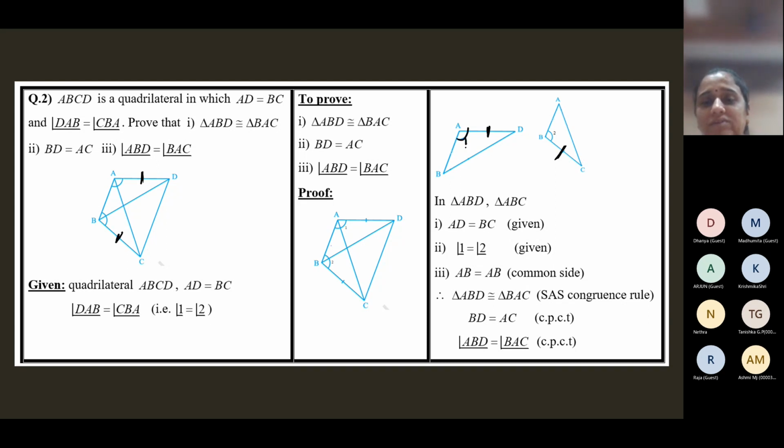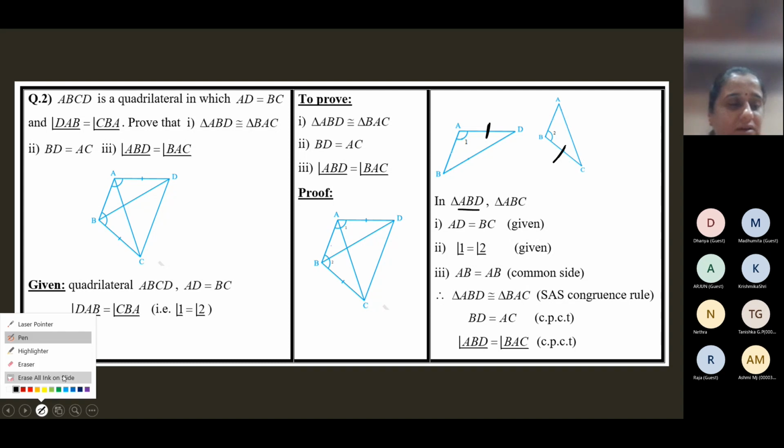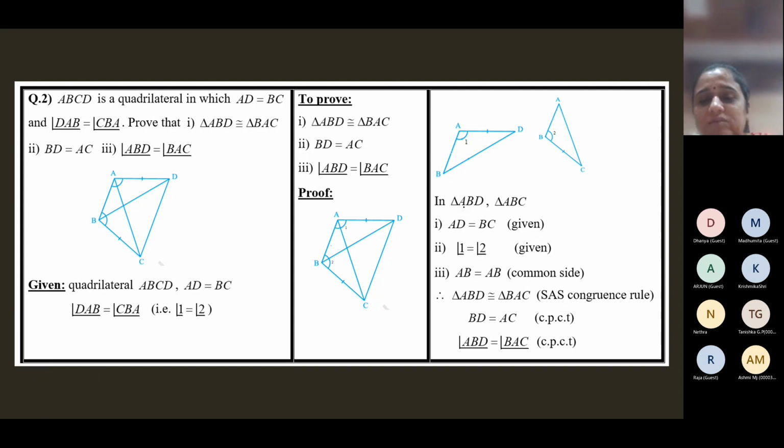It's given to us that angle 1 is equal to angle 2. See, this is angle 1, this is angle 2. So that becomes one piece of information. And AD is equal to BC is also given. Now the third thing is that these two triangles have a side in common. You can see from the names of the triangles. Which are the sides of this triangle? AB, BD, AD. Here, AB, BC, AC. So AB is a common side.